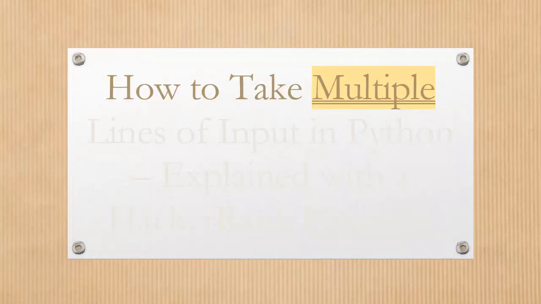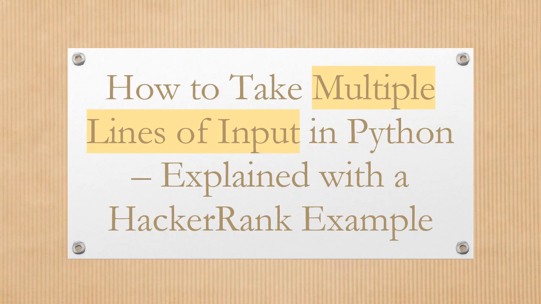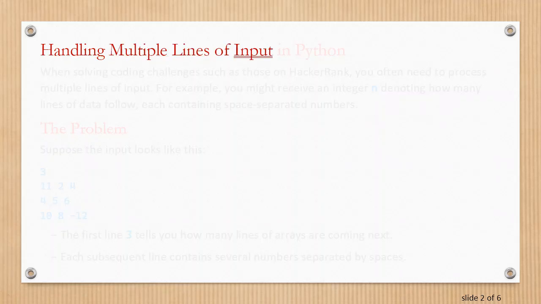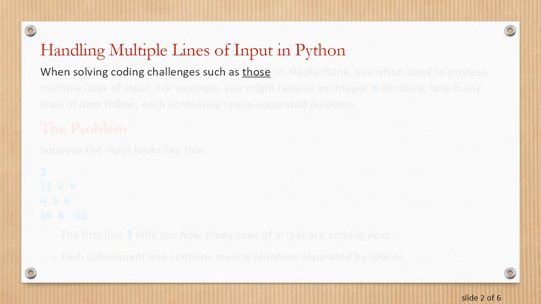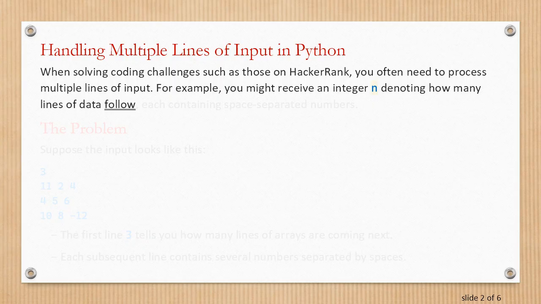How to take multiple lines of input in Python, explained with a HackerRank example. Handling multiple lines of input in Python. When solving coding challenges such as those on HackerRank, you often need to process multiple lines of input. For example, you might receive an integer n denoting how many lines of data follow, each containing space-separated numbers.